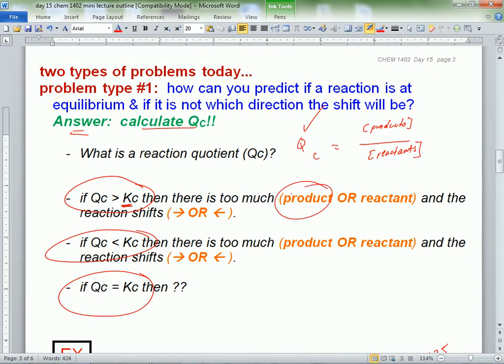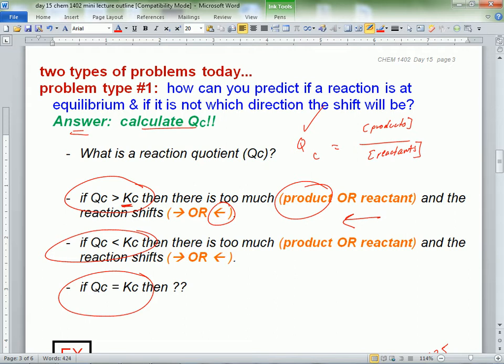Well, that means it has to shift towards the, I don't know, am I right or left? I don't know. But reactants, right? It has to shift towards reactants. So it has to be back this way.